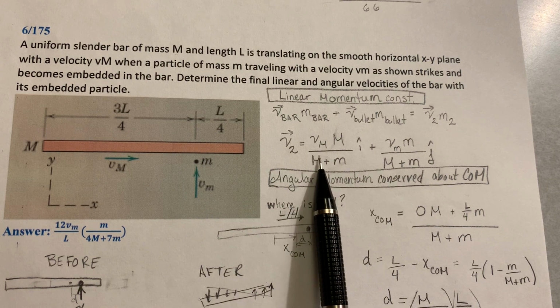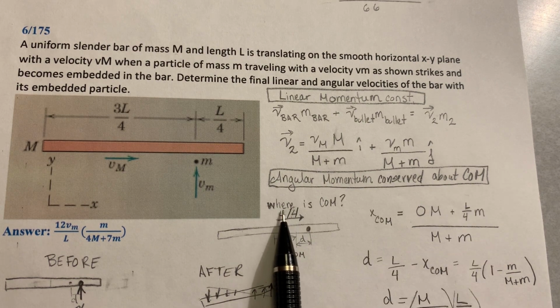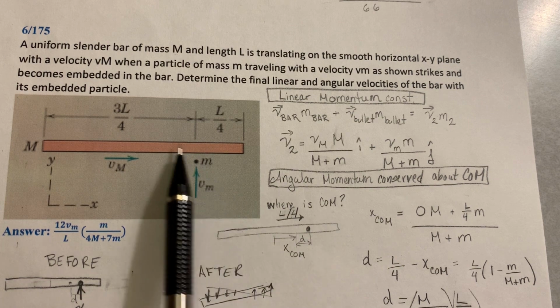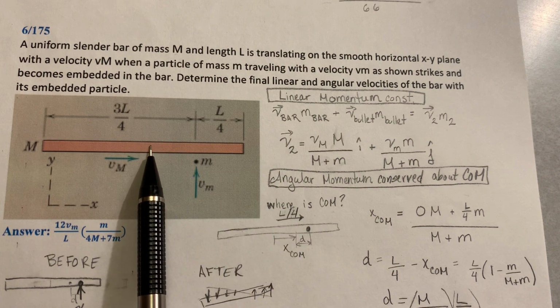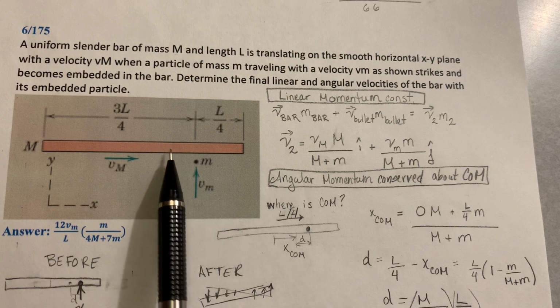All right, but now angular momentum is conserved about the center of mass, but we need to know where the center of mass is on this. It's not going to be at the center of the bar, and it's not going to be right where the particle is. It's going to be somewhere in between.